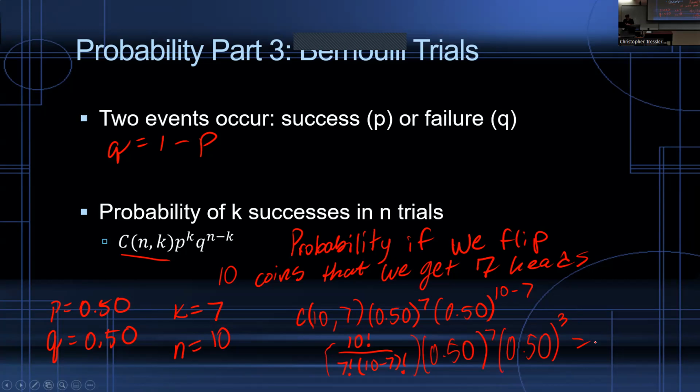So if we take this fancy formula here and we calculate 10 factorial divided by, now 10 minus 7 is going to be 3 factorial, right? So we're going to do divided by 3 factorial, divided by 7 factorial. And then we're going to do times 0.5 to the 7th times 0.5 to the 3rd. We get 0.1171. So that's basically 0.1171, which is equal to 11.71%.